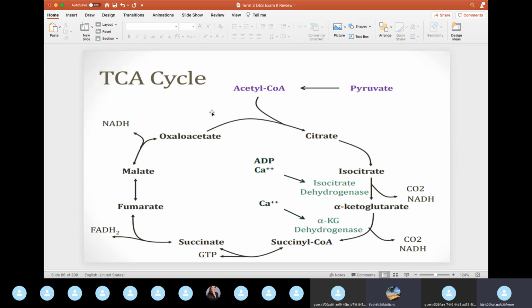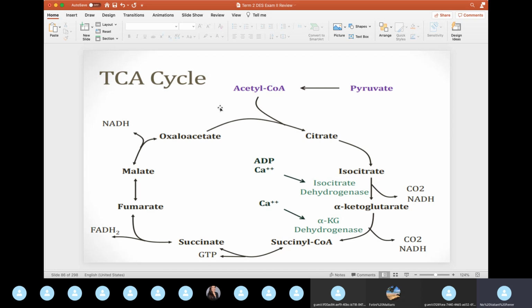What do you think? No. No. So what is it? What's the regulation of the TCA cycle? Primarily substrate availability. Exactly. Energy status. If you have an increase in high energy molecules or lower energy molecules.